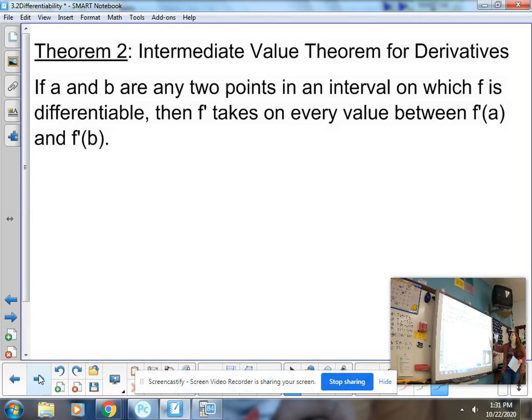For example, if f prime of a was 1/2 and f prime of b was 7, there has to be, from a to b, if it's differentiable, there has to be some point between a and b where the derivative is equal to 5. There has to be some point between a and b where the derivative is equal to 4.3. There has to be some point between a and b where the derivative is equal to 6.7. So everything between those has to exist.